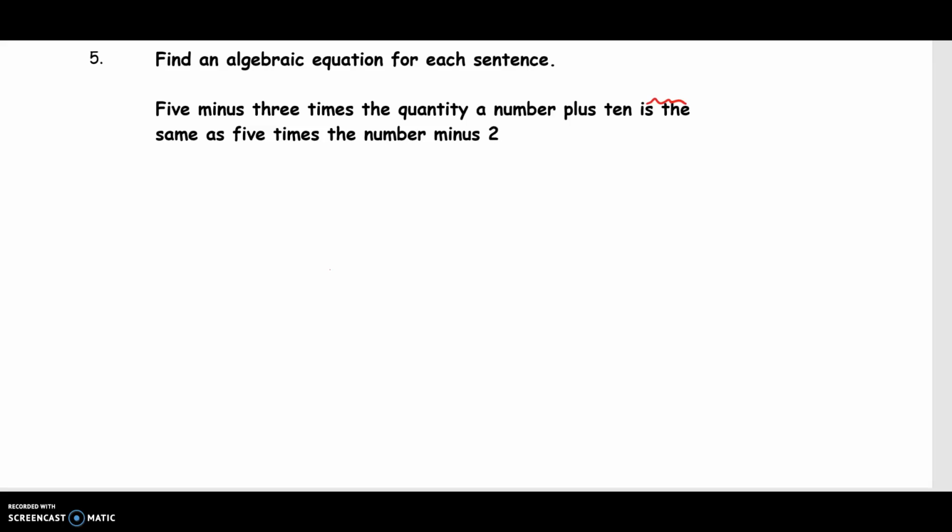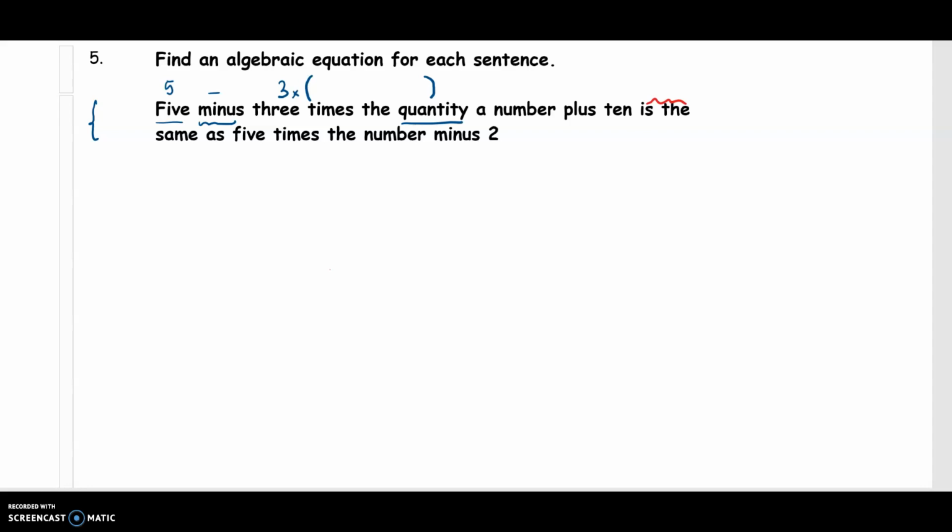So here what we'll do is we'll convert this sentence into an algebraic equation if possible. So let's read it first. It says 5, so that's the number 5 minus, so we can translate that with a minus sign, 3 times. The minute I say 3 times, when I see the word times, that's multiplication, the quantity. Now the minute you see the word quantity, just make sure you have parentheses.